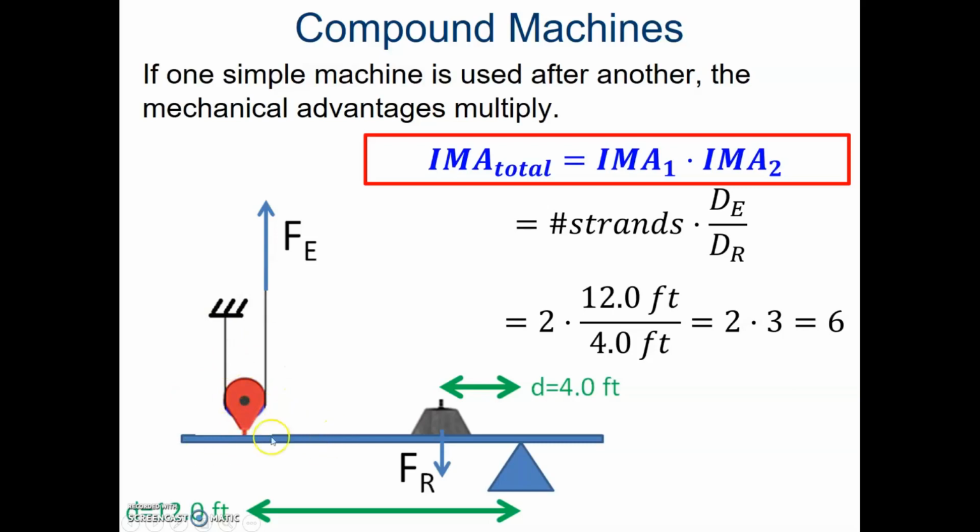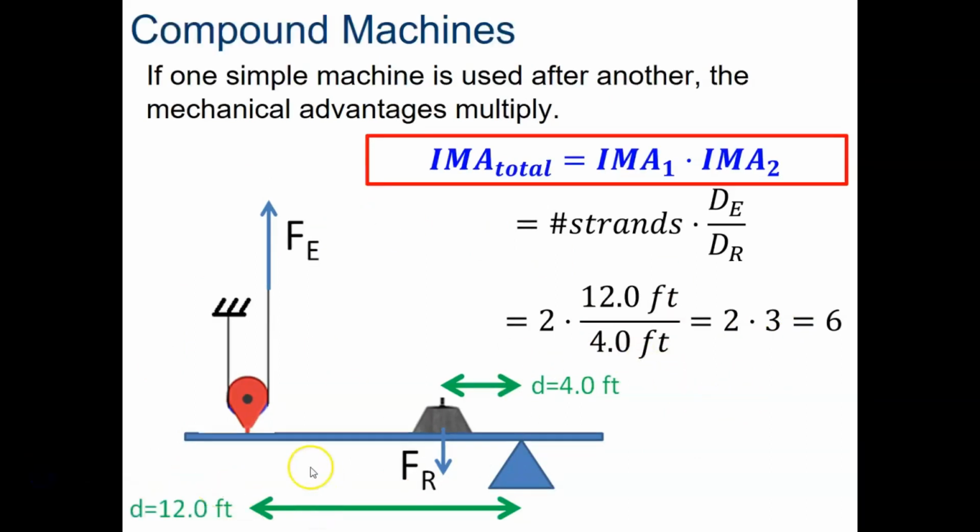To find the mechanical advantage of my lever, I'm going to take my DE over my DR. My effort distance is from the fulcrum all the way to where that force is acting, which is 12 feet, divided by my resistance distance, which is from the fulcrum to the resistance force, which is 4 feet. So if I plug that into our equation, we've got 2 from the movable pulley and 12 feet over 4 feet from the mechanical advantage of the lever. All we have to do is multiply those out, and we find that the mechanical advantage of this whole compound machine is 6.